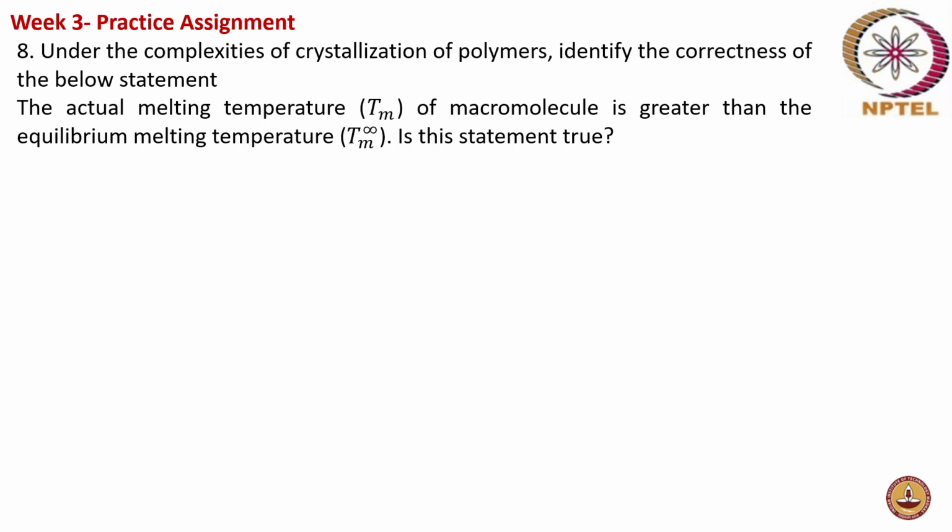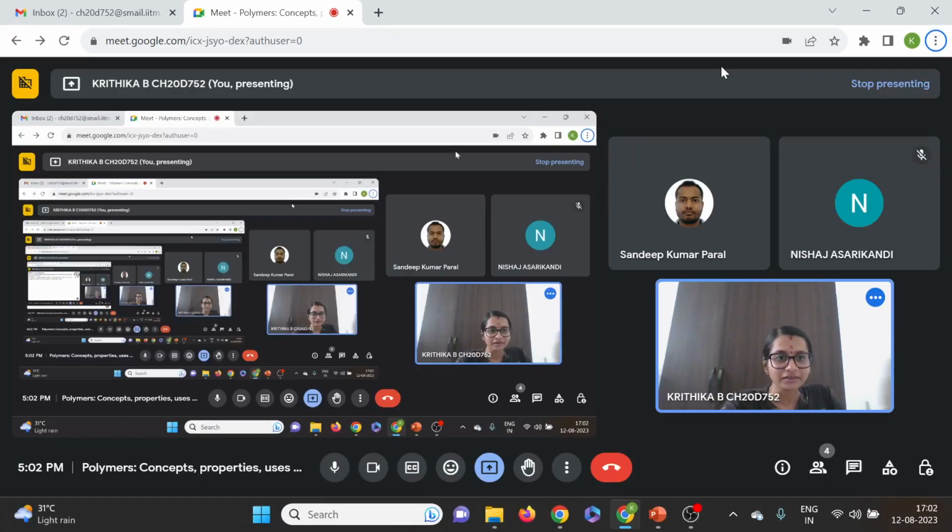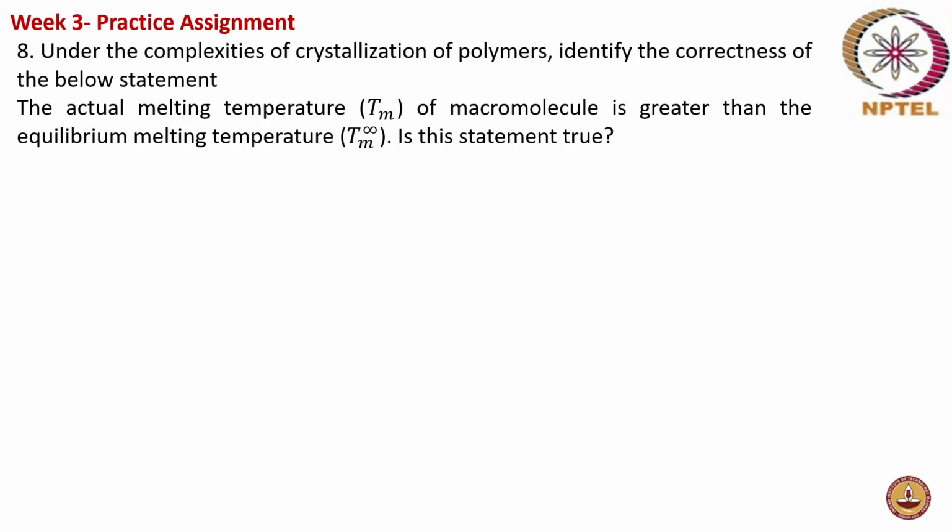So both of you agree with that? Is Nishaj there? Do you also agree that the statement that the actual melting temperature is greater than equilibrium melting temperature is false? Is it true? Okay, let's see what is the answer. It's actually incorrect. Your actual melting temperature is less than your equilibrium melting temperature.